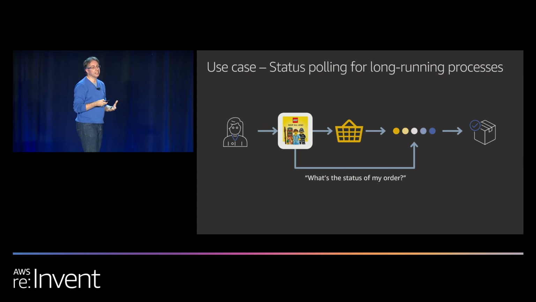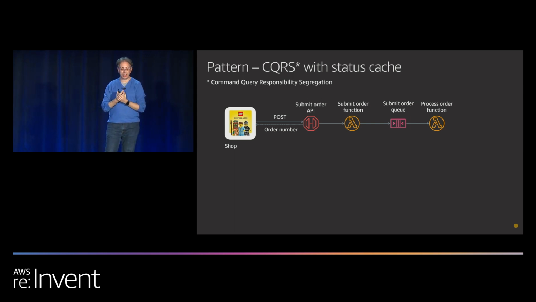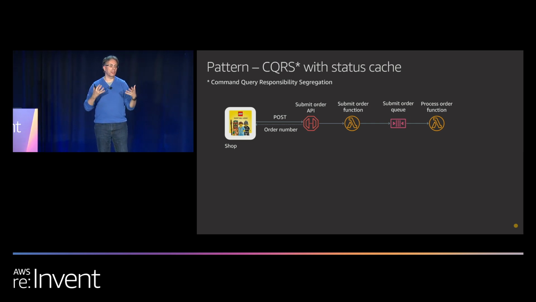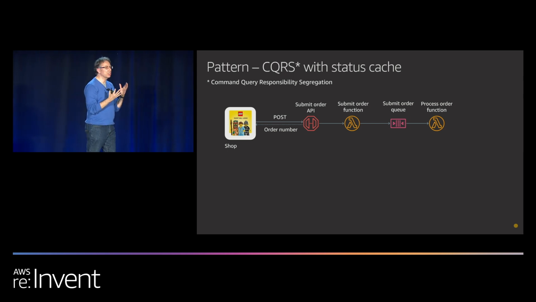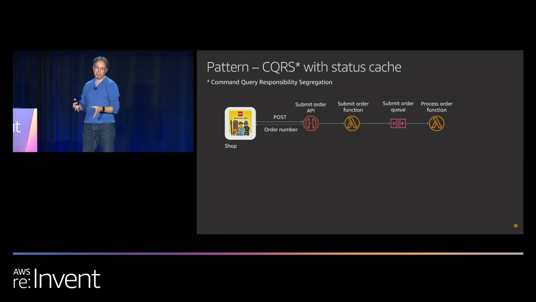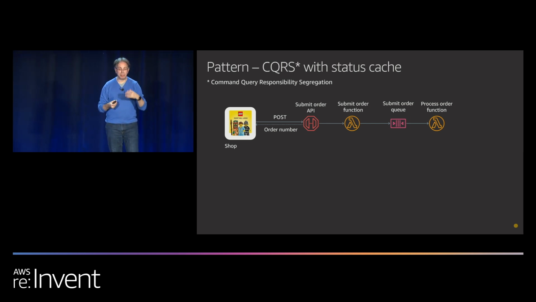So in this case, the pattern that they implemented is a CQRS with a status cache. CQRS is one of the standard patterns in software and microservices architectures, and it stands for Command Query Responsibility Segregation. The idea is that for some kinds of operation, you want to separate the commands, the writes of your API, from the reads, the queries of your APIs, and they have two different paths because they are used in different ways.